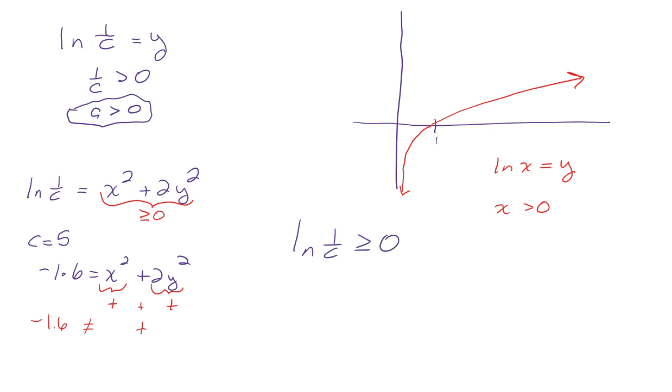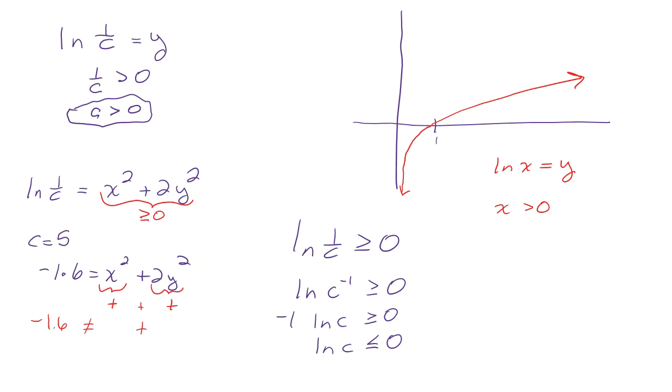So let's take a look at that and see what we get. When does that happen? Well, let's change this back to c to the negative 1. All right, then we can bring this negative 1 back down in front again. And we could divide both sides by negative 1. Now, when we divide by a negative, what happens? Right, we have to flip the sign. So I need the natural log of c to be less than 0.